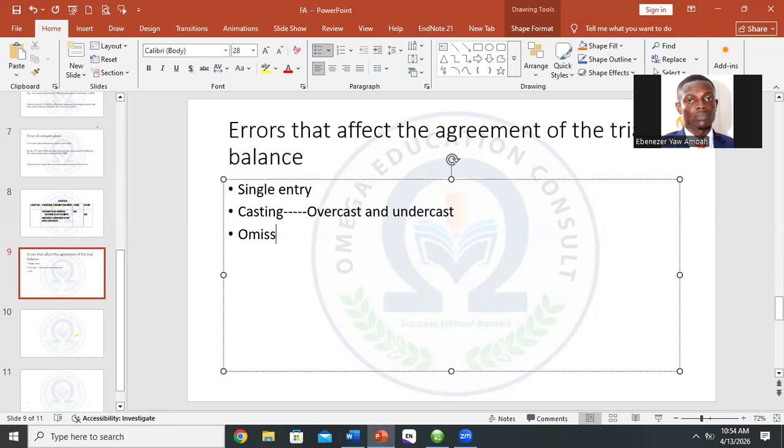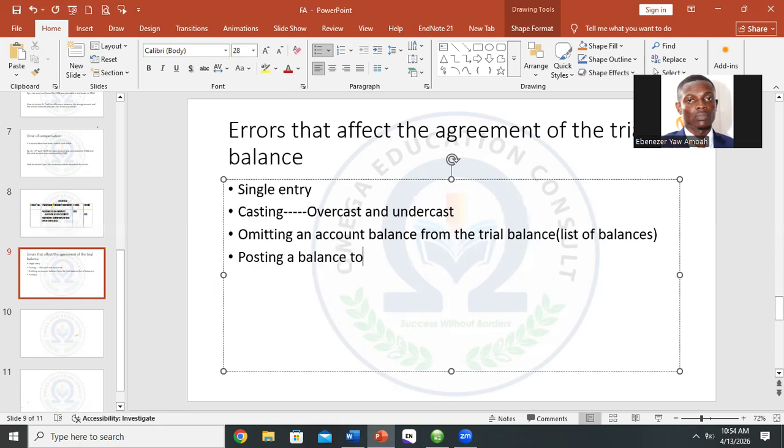Then the third one was omission, or omitting, let me use omitting a balance or an account balance from the trial balance. Sometimes you will not write trial balance, you will write list of balances. It's the same thing. When you see list of balances, it's the same as the trial balance. Okay. Then the fourth one was posting a balance to the wrong side of the trial balance.